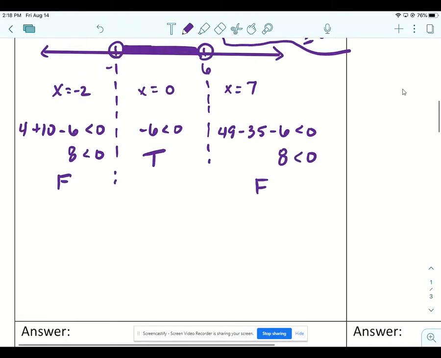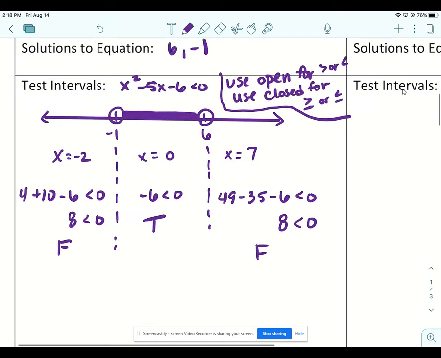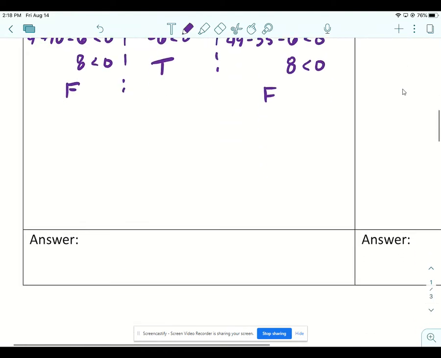I don't know if you guys did interval notation whenever you were in Algebra 2. I hope you did. But we're going to use interval notation here. So interval notation, you have the smaller number on the left and the larger number on the right.